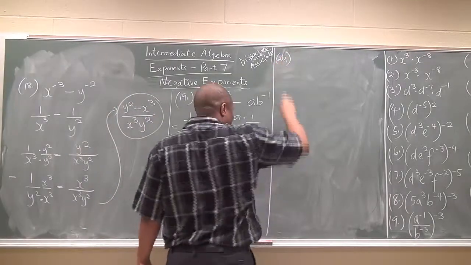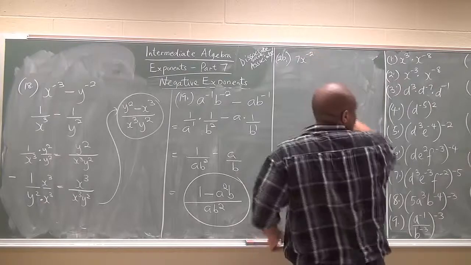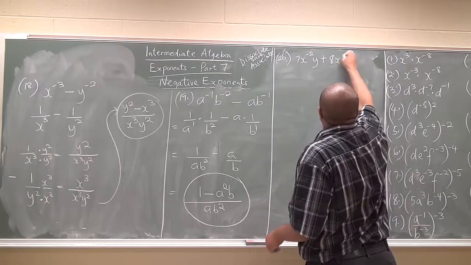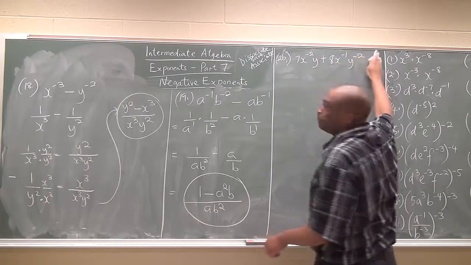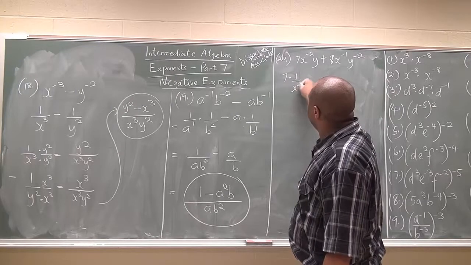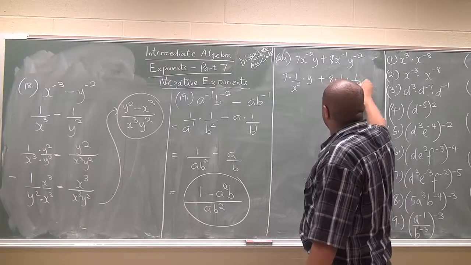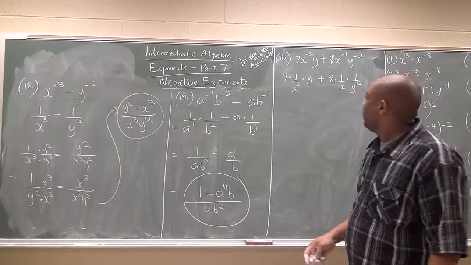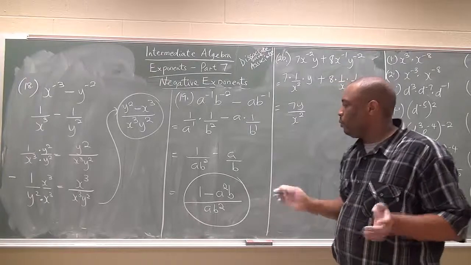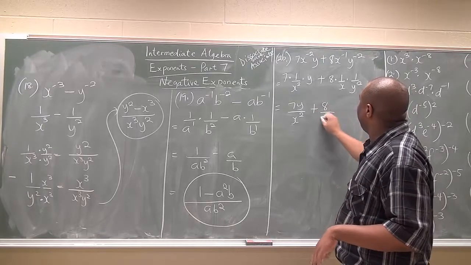So 20, last but not the least. We have 7x exponent negative 2 y plus 8x exponent negative 1, y exponent negative 2. What would this be? This is 7 times 1 over x squared times y plus 8 times 1 over x times 1 over y squared. So this will be 7y over x squared, because remember, we want only positive exponents, plus 8 over xy squared.